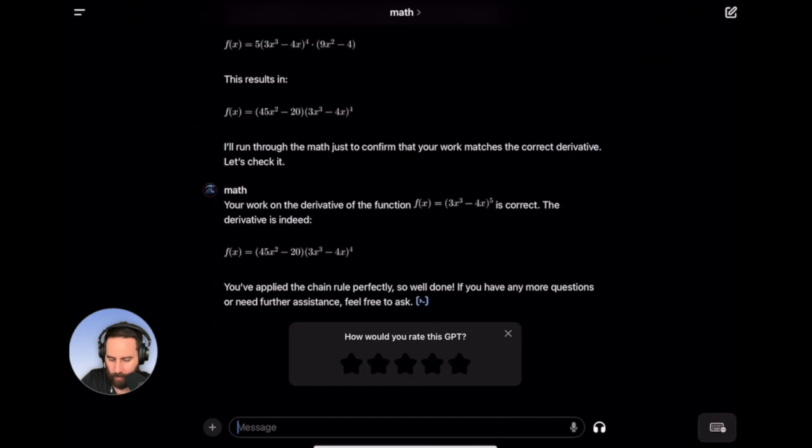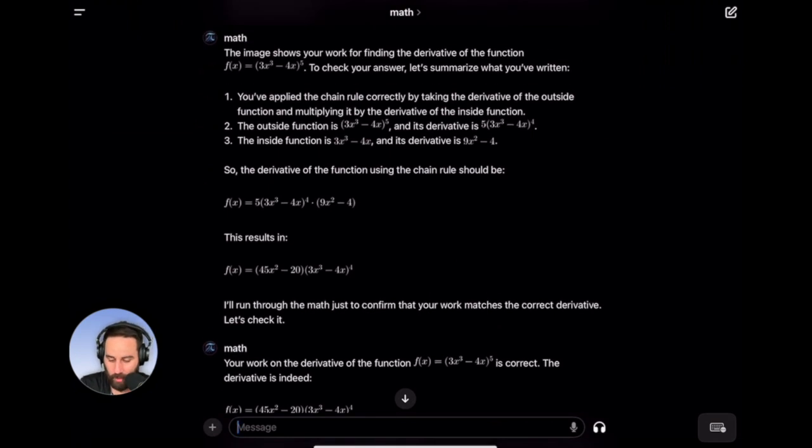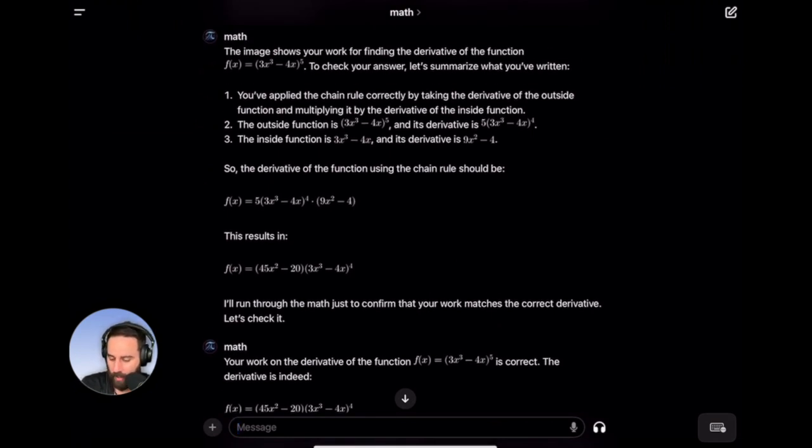Your math on the derivative of the function is correct. The derivative should be 4x squared minus 20 times 3x squared minus 4x raised to the 4th. Okay, you've applied the chain rule perfectly, so well done. Interesting. That is not what I wrote. So the derivative of the function using the chain rule should be 5 times 3x cubed minus 4x times 9x. I did not write that. Interesting. That is not what I wrote.